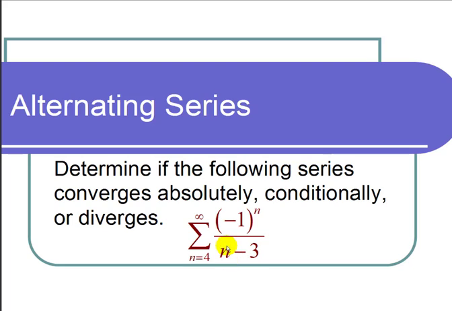So first note that we do have an alternating series because of this negative 1 to the nth power. When we have an alternating series, we have to decide if it converges or diverges, and if it converges, is that convergence absolute or conditional? We do that by looking at the absolute value terms. In other words, we take away the negative 1 to the first power.